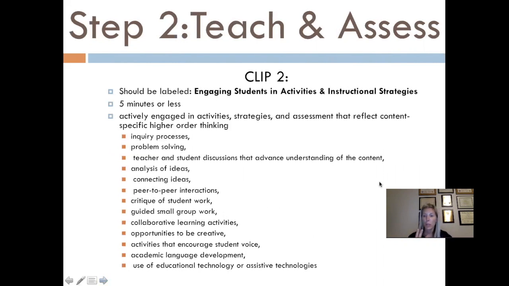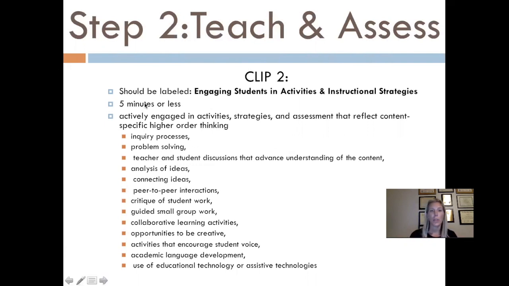Clip number 2 that you will be pulling from your main video file needs to be titled Engaging Students in Activities and instructional strategies. Typically, this is going to come from the middle portion of your lesson. Again, it needs to be 5 minutes or less. Could definitely be under 5 minutes. It only needs to show the evidence that the scores are looking for. So if it's only 2 minutes or only 3 minutes, that is okay.